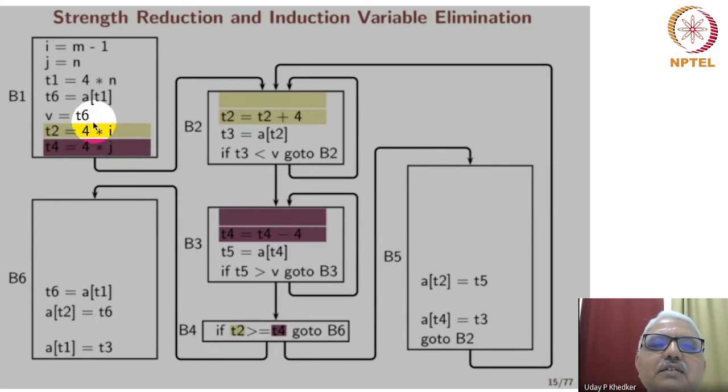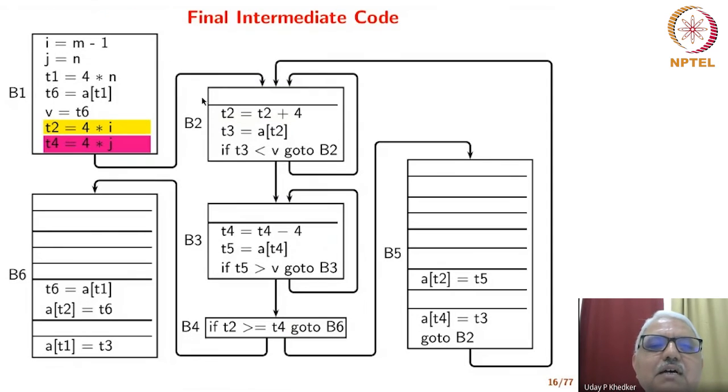So this is strength reduction and induction variable elimination. These are the optimizations that every compiler does. The final intermediate code after this looks like this. You can see there are several slots that are blank, several slots that are vacant. So this is how a program can be optimized. These are all intra-procedural optimizations.